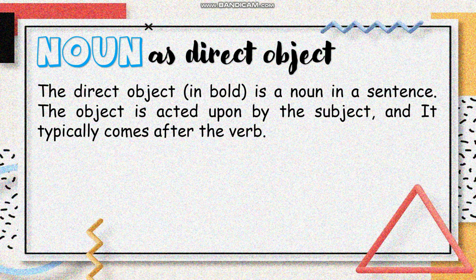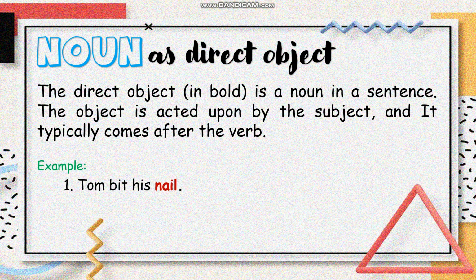For noun as direct object, it's the total opposite of noun as a subject. Because in noun as a subject, we have the subject and then the verb. But for the noun as a direct object, we have the verb and next is the object.